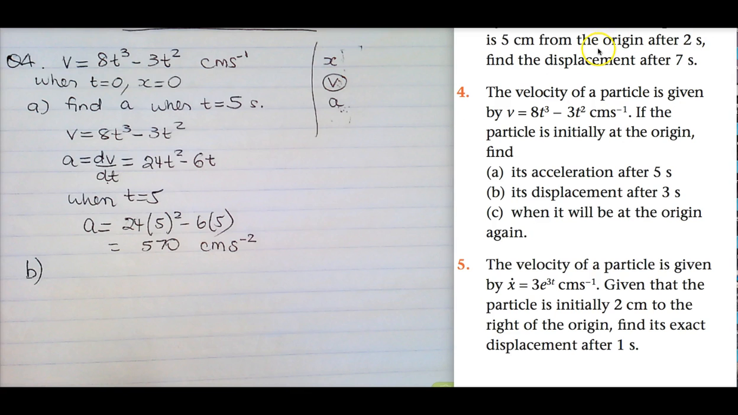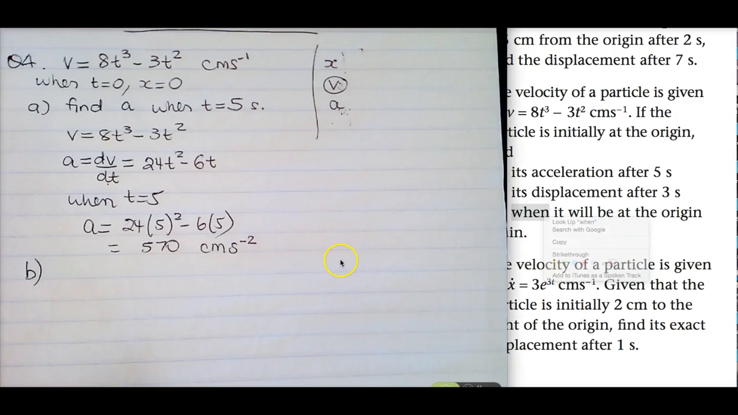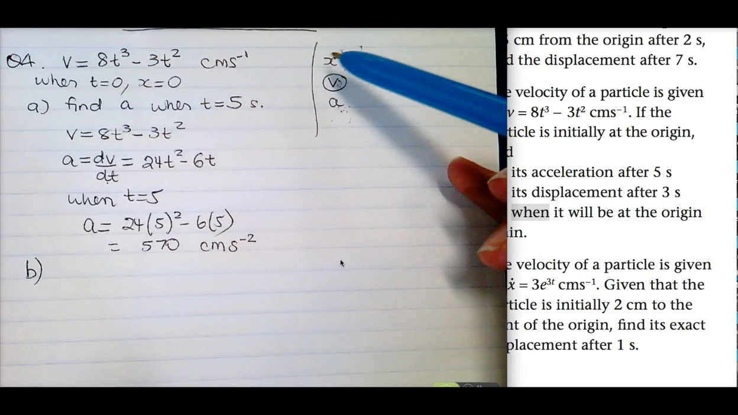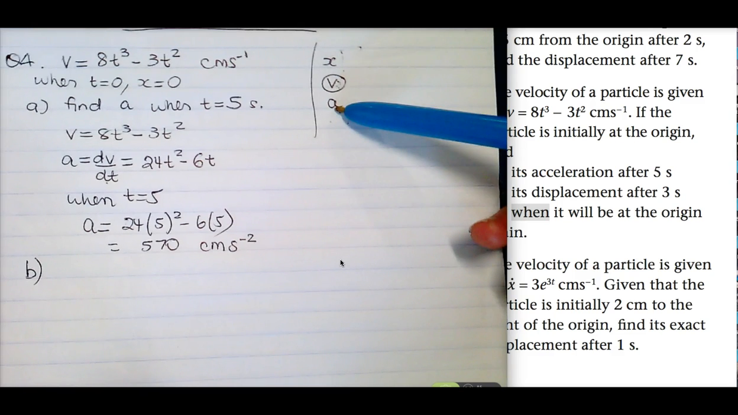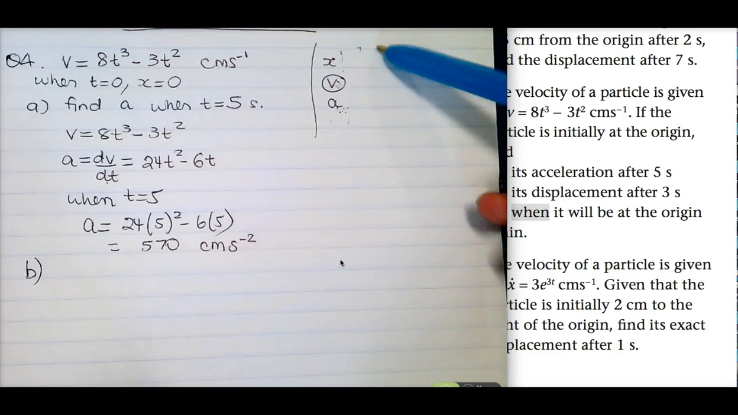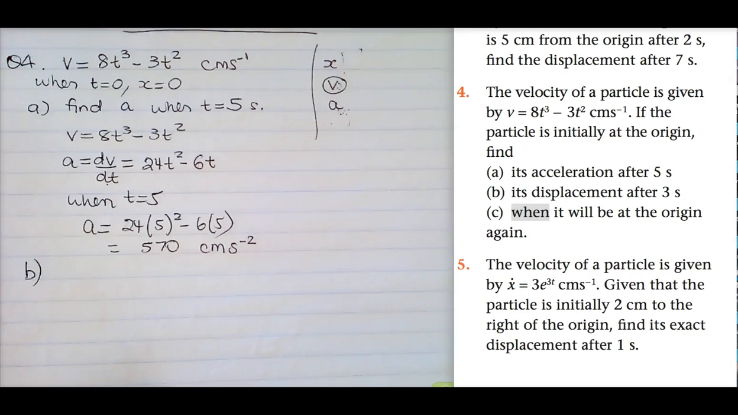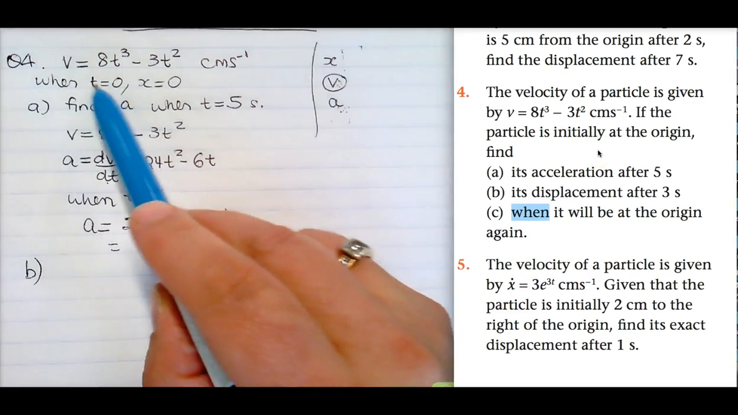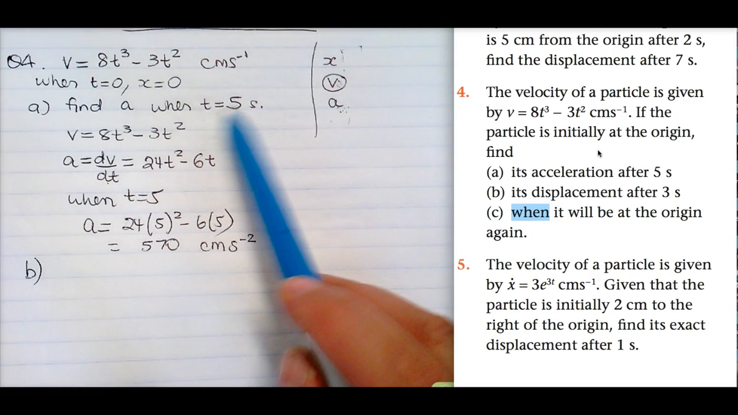So question 4, velocity of a particle is given by 8t cubed minus 3t squared. Here, it's a good idea that you start with displacement. If you differentiate, you get velocity. If you differentiate, you get acceleration. But if you have to integrate going back upwards, here's your equation. They told us that initially it's at the origin, so when t is 0, x is 0. We've been asked to find acceleration when t is 5.